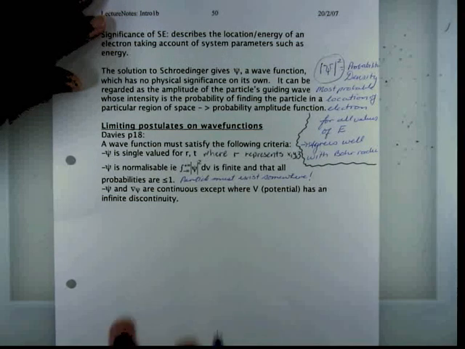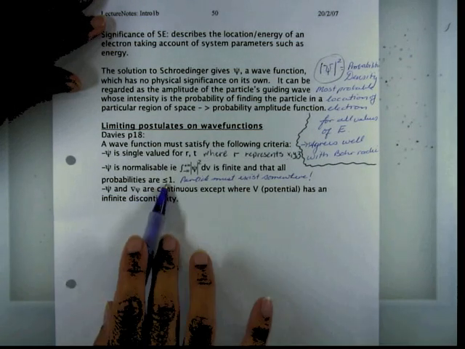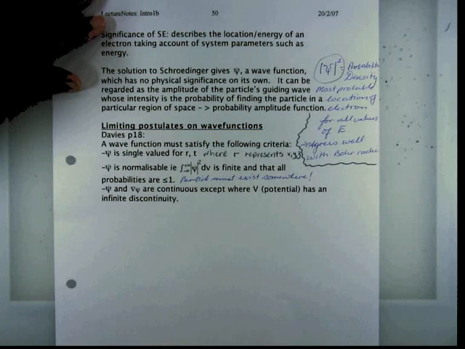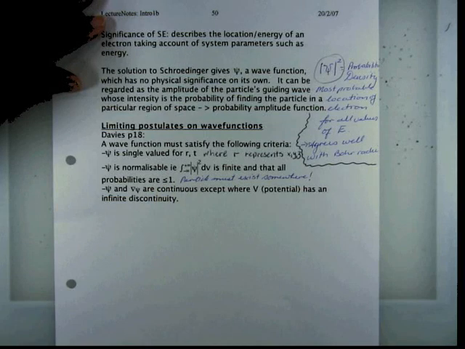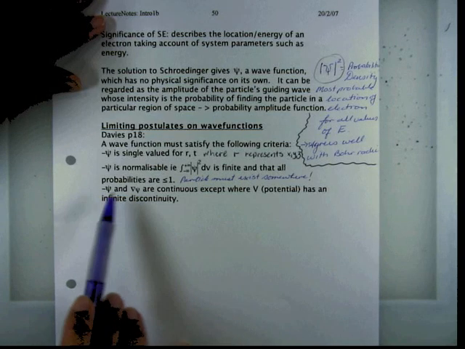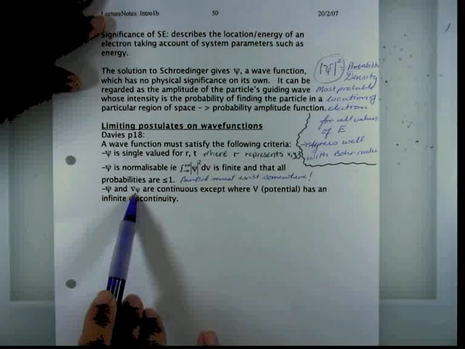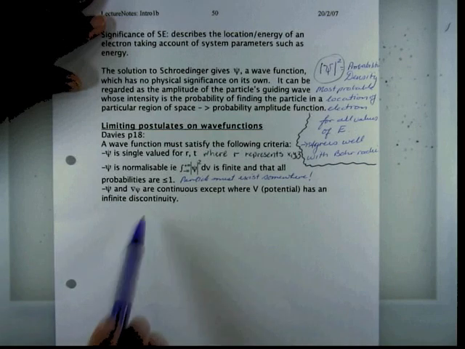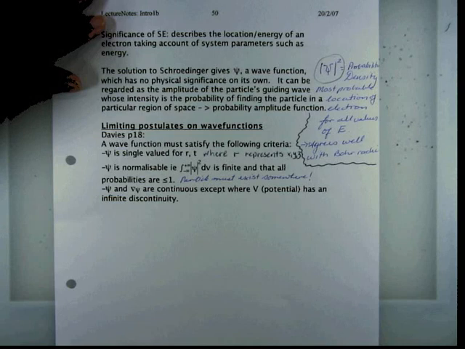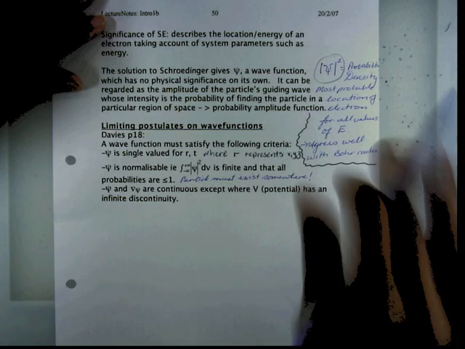We have to say it's got a probability of less than 1, in fact, but that's the way it is stated in most books. Okay, so the reason it has to be finite and the probabilities less than or equal to 1 is that the particle has to exist somewhere. And finally, a real maths one: psi and the first derivative are continuous, except where the potential has an infinite discontinuity, of which we don't have to worry about any of that.